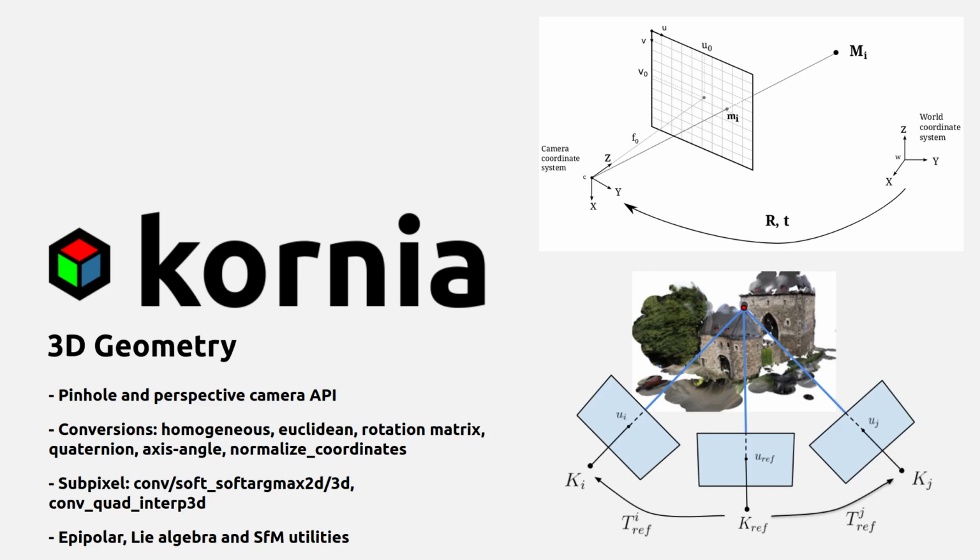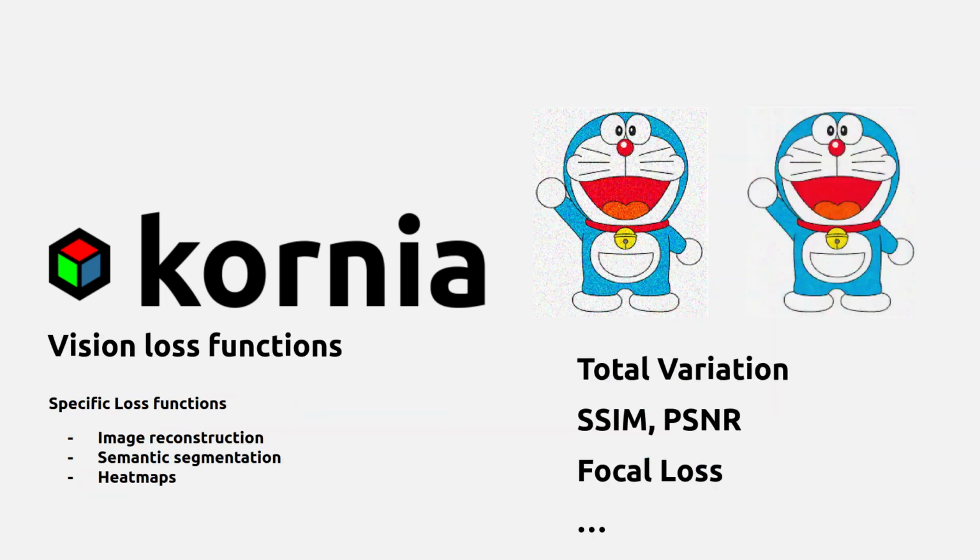And finally, for geometry, we have another set of functionalities for doing 3D geometry, like epipolar geometry, and an API to work with perspective cameras. And then finally, a module that has different vision-specific loss functions that could be used for several tasks like image reconstruction, semantic segmentation, or in case you are working with heat maps.